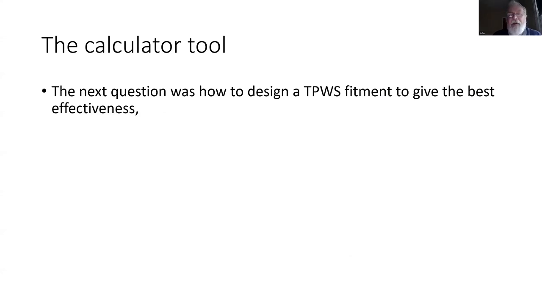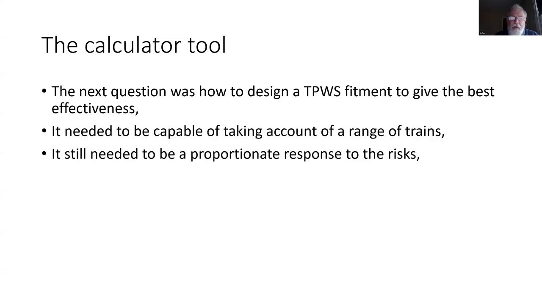So how do you design the TPWS fitment to give that best effectiveness? Well, this is where the calculator tool came in. The rules were good, but they had the opportunity to do better, particularly if you wanted to take account of types of train, as the effectiveness calculator was doing. And we still wanted the design to be proportionate to the risk being experienced on the railways.